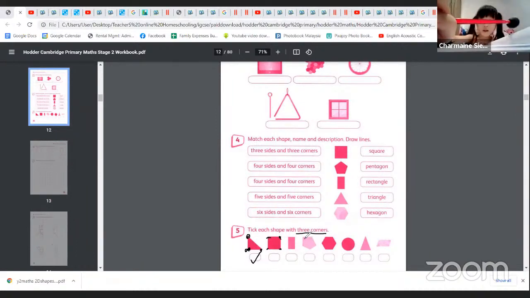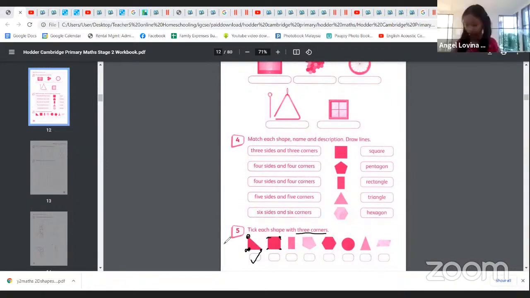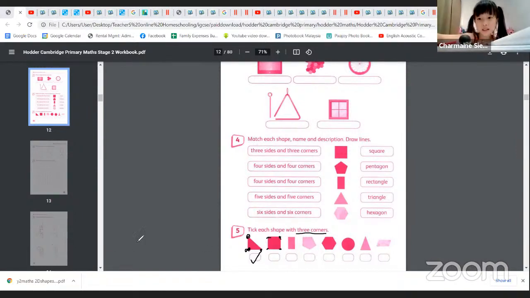This is the one. Okay, there is one more picture which has 3 corners. Can anyone help me to take on the screen? I know where it is here. Please take on the screen. Fantastic. This too has 3 corners. Okay, Aiden, can you take both answers?